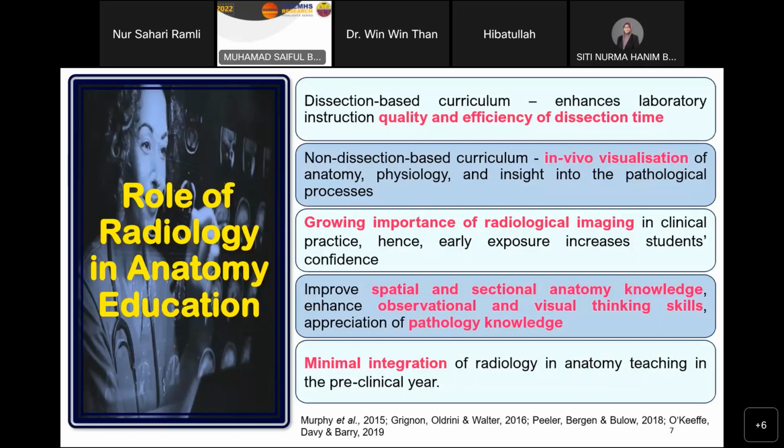Despite all of these benefits that I have outlined, there is still minimal integration of radiology in anatomy teaching globally, actually. So we try to address that problem as well, particularly for students in the preclinical year.